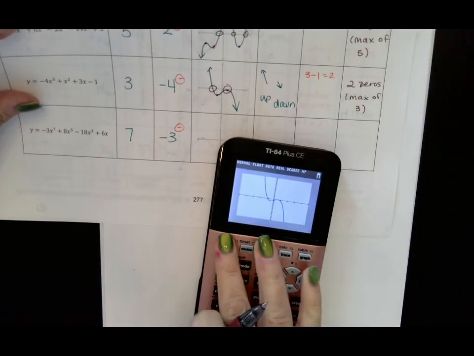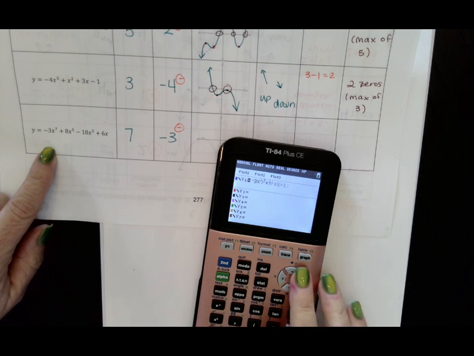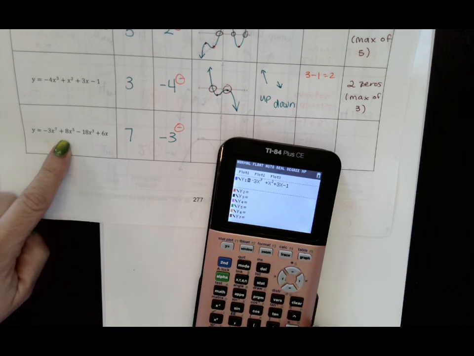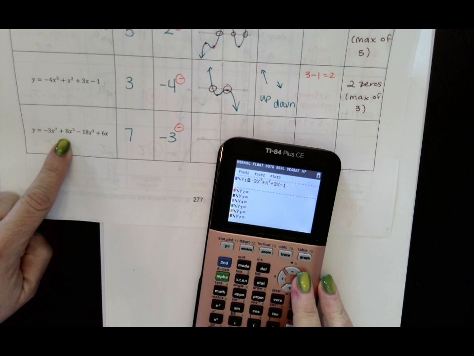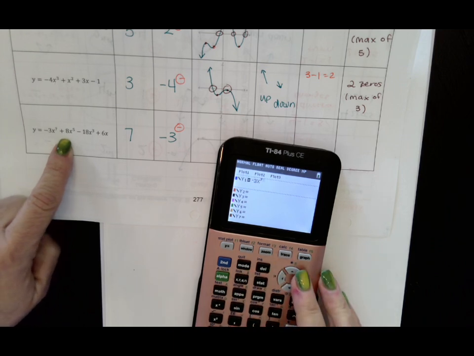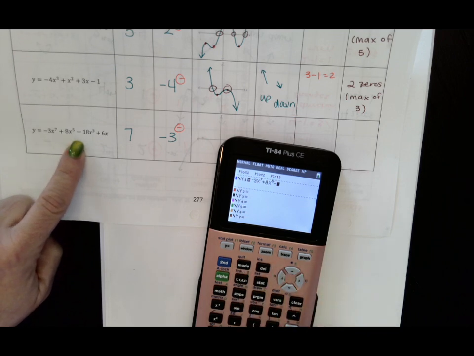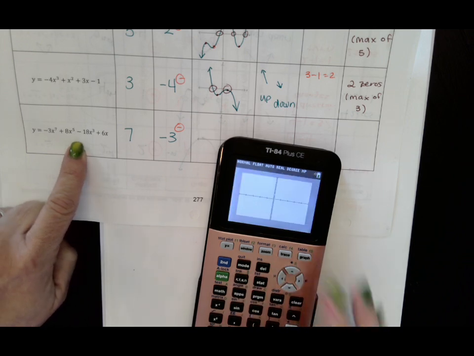All right, last one. So negative 3x to the 7th power. Hold on, let me just do the whole thing. It's actually faster for me to do that. Negative 3x to the 7th plus 8x to the 5th minus 18x cubed plus 6x. All right? So let me graph that guy.